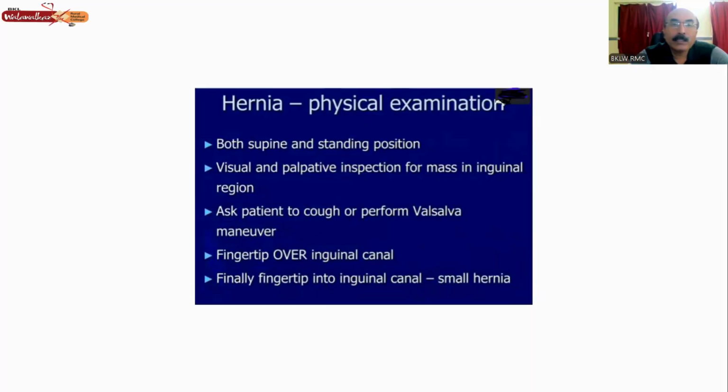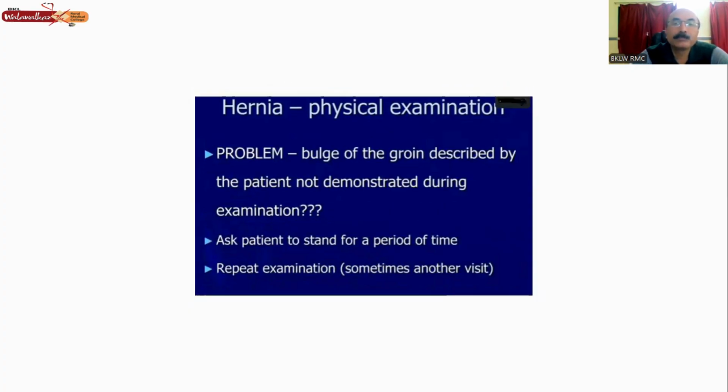Clinical examination is done in both standing and supine positions. Visual inspection and palpation for a mass in the inguinal region are done. Ask the patient to cough or perform the Valsalva maneuver. Place a fingertip over the inguinal canal and see from where it comes. Finally, put a fingertip into the inguinal canal. Clinically, we do this by the ring invagination test, which can also identify the hernia.